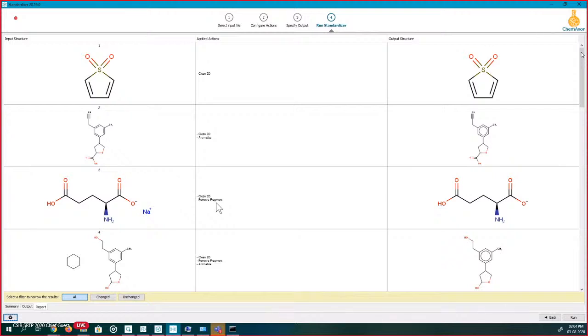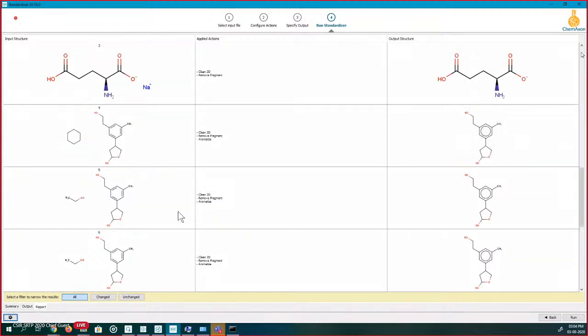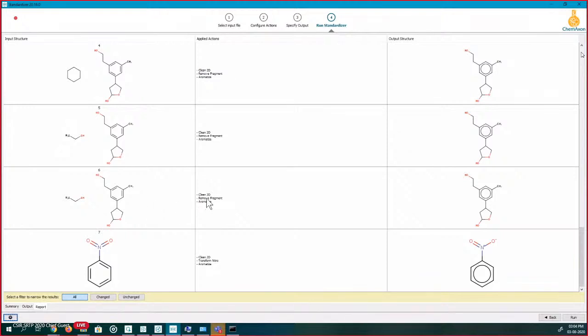The third example you can see has a salt, and of course the salt can also be removed using this remove fragment. So it was in the order list. That's why it has identified this as one of the fragments and removed it. The same way, in the fourth example, the small cyclohexane ring was identified as solvent and it has been removed. Additionally, the aromatization has also been done because it could identify the ring here. So forth and so on. You can see the remaining examples also, their applied action and their output structure.